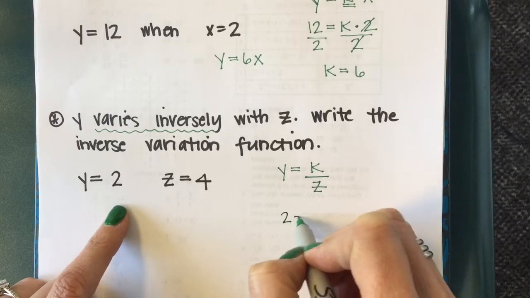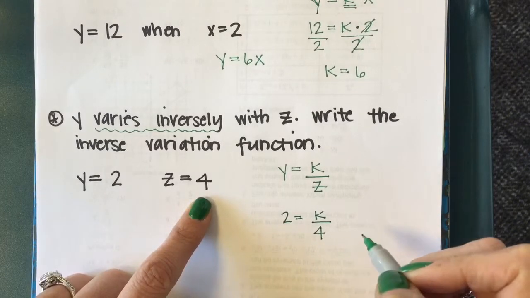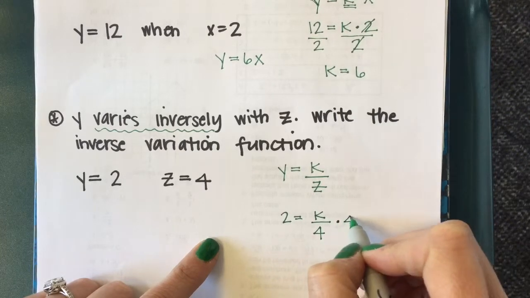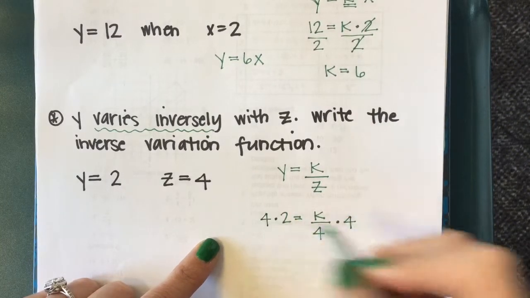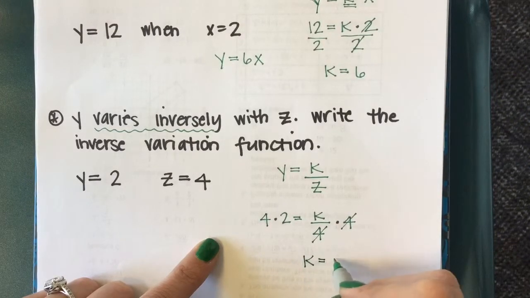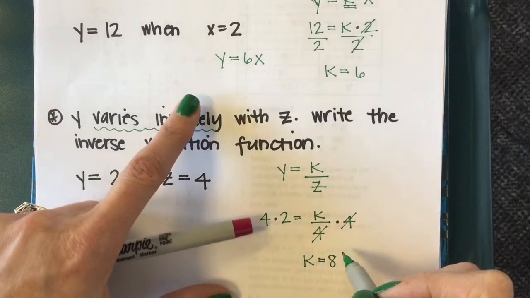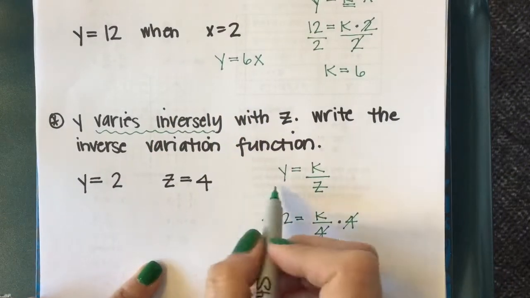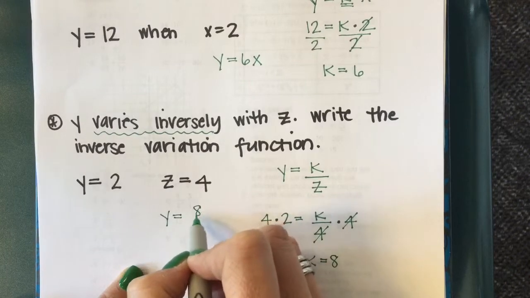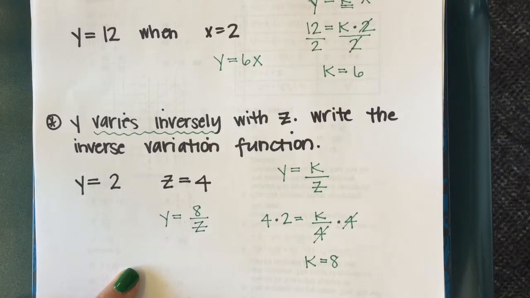So 2 equals k divided by z, which is 4. I want to solve for k, I need to get rid of the 4, so I'm going to multiply both sides by 4. And then cancel, and I get k equals 8. So we found our constant. We now need to do what we did up there and write the function. So I'm going to put our 8 in for k. Y equals 8 divided by z. Inverse variation is divided by.